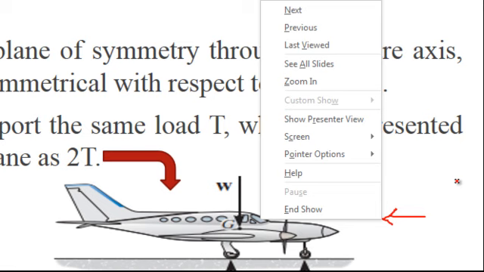This is how we can translate certain problems from 3D to 2D.